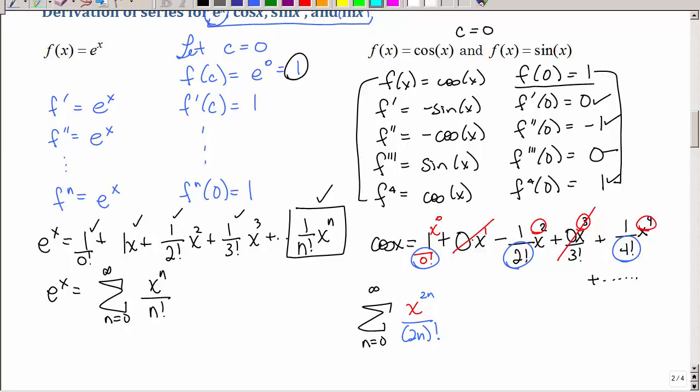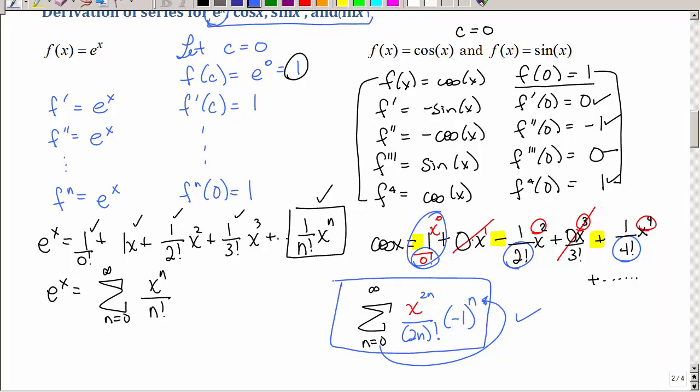But the only thing I haven't compensated for is that this is positive, this is negative, this is positive, the next one's going to be negative. What's going to make it go negative, positive, negative, positive? You know, negative 1, but to the nth power, will that work? If I plug in 0, I will get positive 1, and I would get this first term. So that works. And so that's what the cosine of x equals in terms of a series. My challenge is for you to go and now do the sine of x.